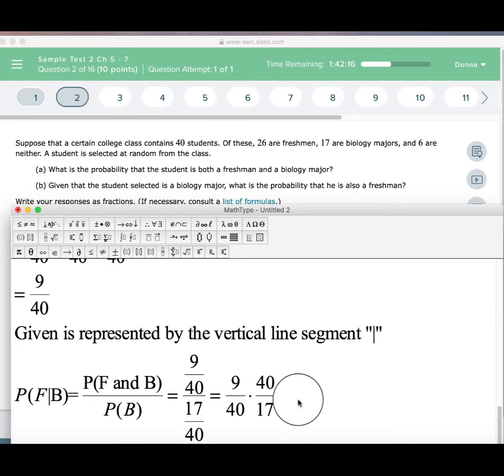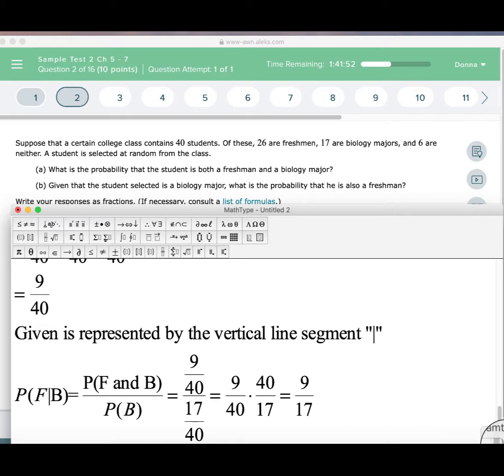The 40s will cancel, leaving us with 9 out of 17. If we look at our table, it will also make sense. But again, when we're doing the next example, I'm going to do one more of this type to show you that it doesn't take this long. It's because I explained it all. But if you look at the table, you'll see something pretty cool.